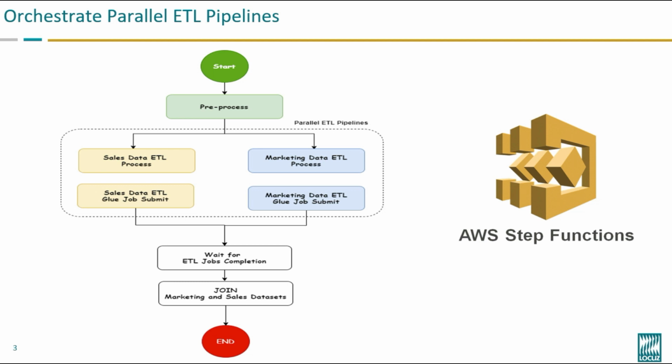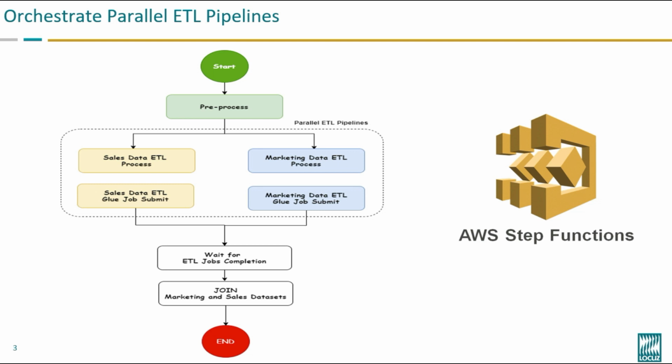We will develop a series of steps in the state machine, and we branch the steps in such a way that one branch takes care of the extraction, transformation, and load process of sales data, and the other branch takes care of the extraction, transformation, and load process of marketing data.